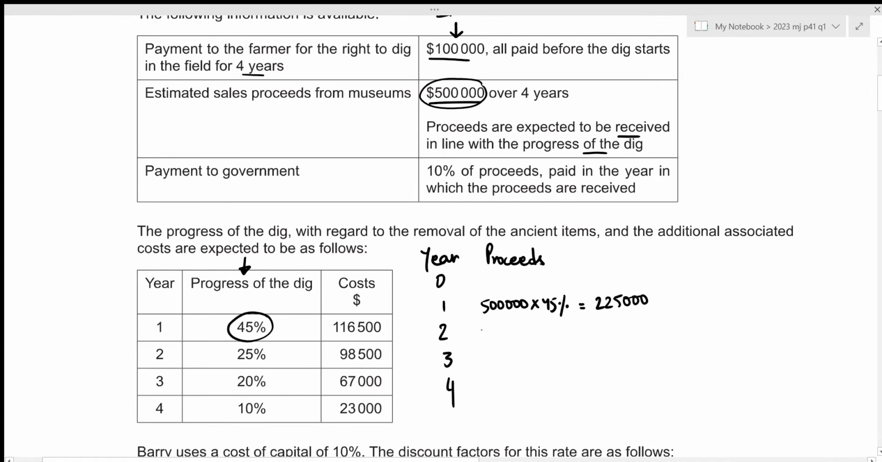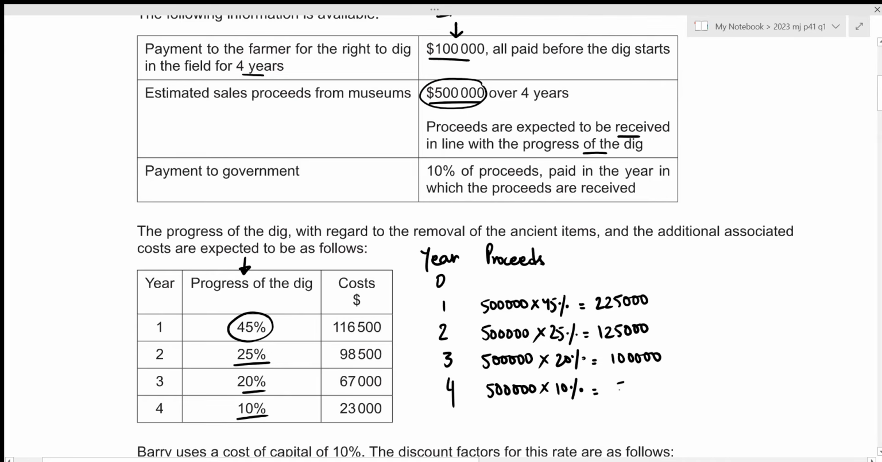We repeat the same process for years 2, 3, and 4. For year 2, that will be 500,000 multiplied by 25%. This results in the value of 125,000. For year 3, that's 500,000 multiplied by 20%. This results in the value of 100,000. For year 4, that will be 500,000 multiplied by 10%. This results in the value of 50,000. Okay, we're all done with our estimated sales proceeds.